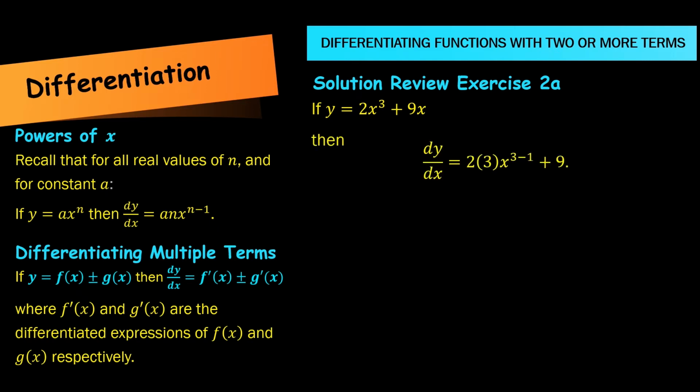we have that dy dx equals 2 times 3 times x to the power 3 minus 1. Here we've taken a equal to 2 and n equal to 3. And 9x differentiated simply becomes 9. Here we've taken a equal to 9 and n equal to 1. And simplifying this expression gives us 6x squared plus 9.